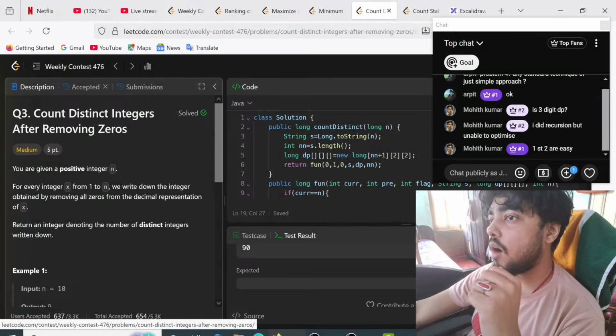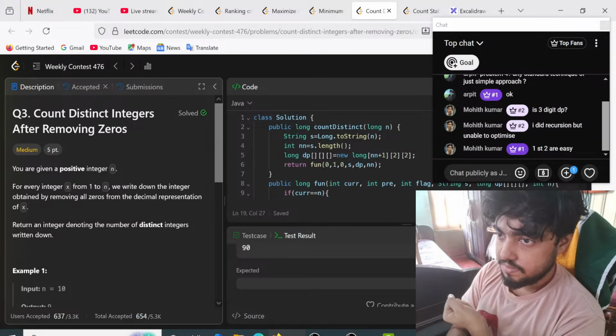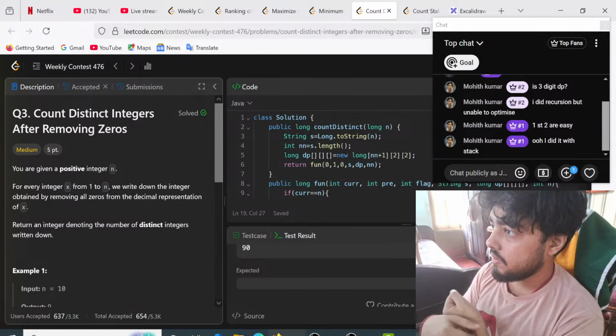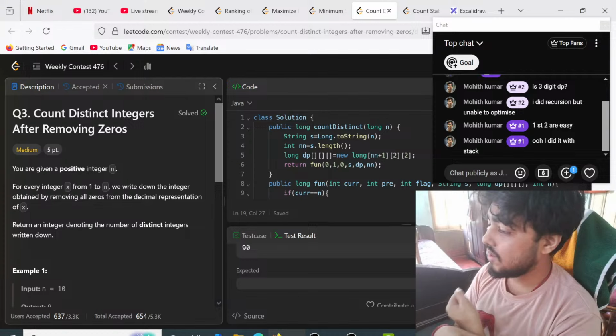The third question is count distinct integers after removing zeros. This is a good question. You're given, I did it with a stack. Oh, you did this with a stack. It's not needed, but you can do it.